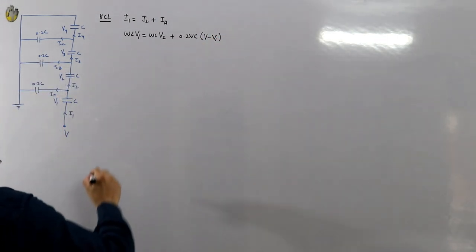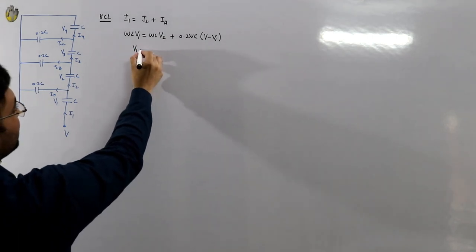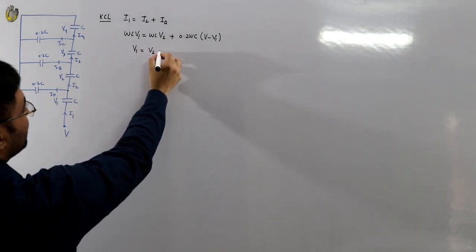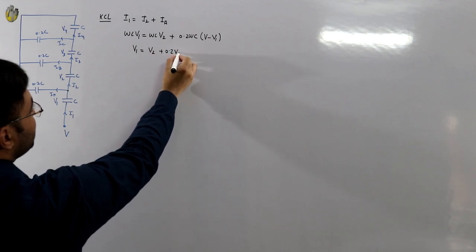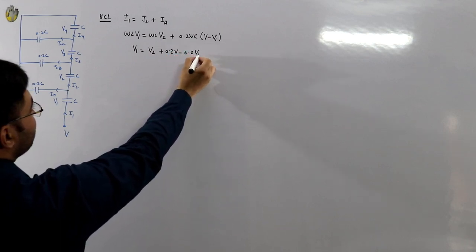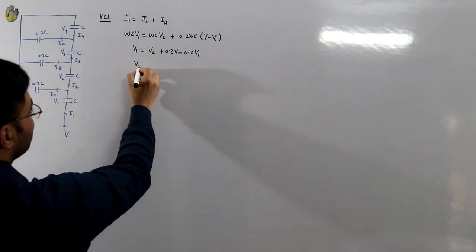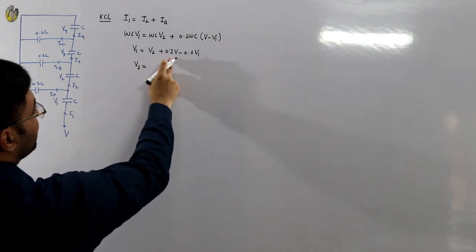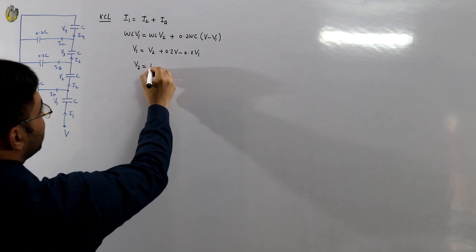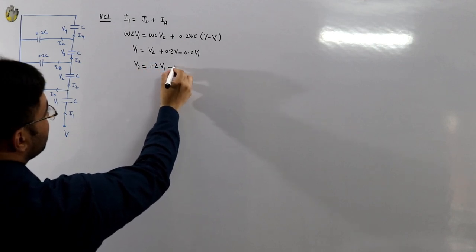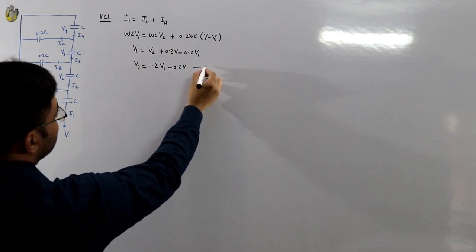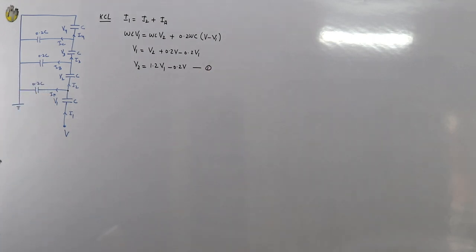Now omega C cancels out. V1 is equal to V2 plus 0.2 V minus 0.2 V1. Or I can write that V2 is equal to 1.2 V1 minus 0.2 V. Let this be my equation number 1. I've got V2 in terms of V1 and V.